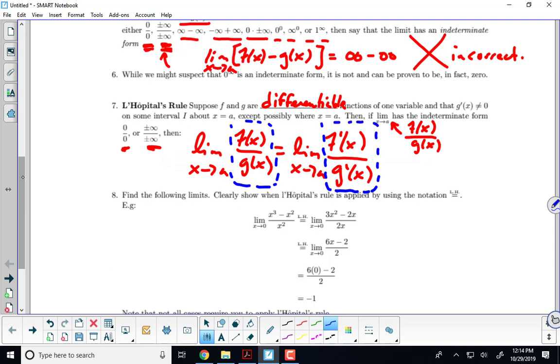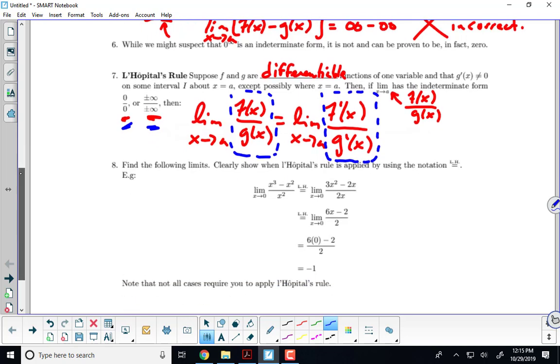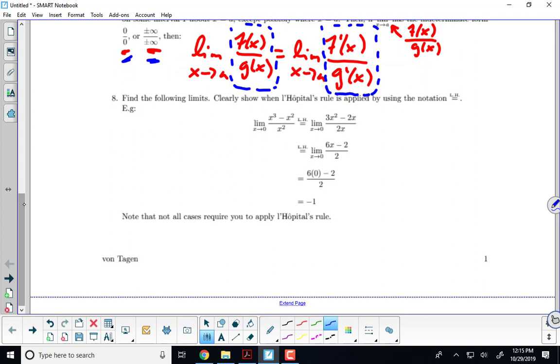Okay? Now it's absolutely essential that you realize that this only applies if the quotient has one of these two indeterminate forms. So L'Hopital's rule does not apply for all limit problems. And in fact, even if it applies for a limit problem, it doesn't necessarily make it the best option. So let's look at L'Hopital's rule in action here. I went ahead and just typed this one up for us, and then we'll actually practice a few.